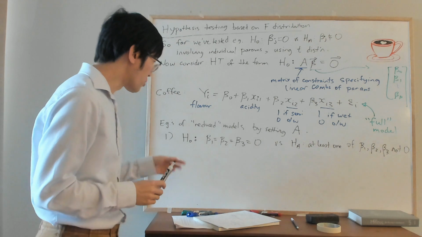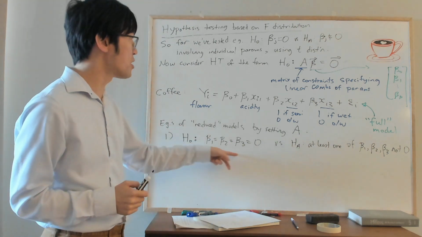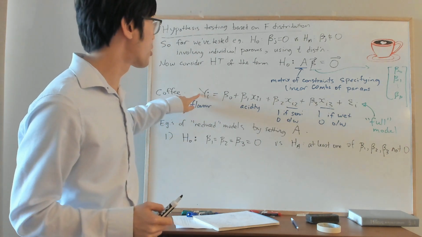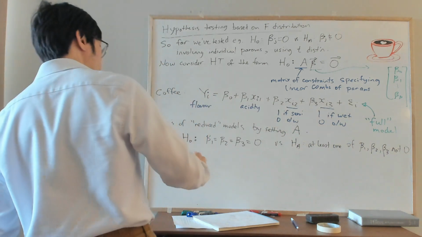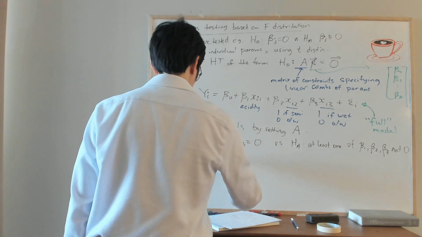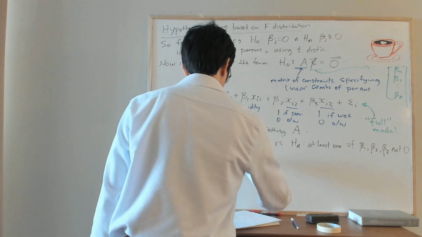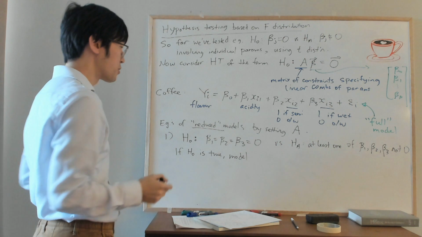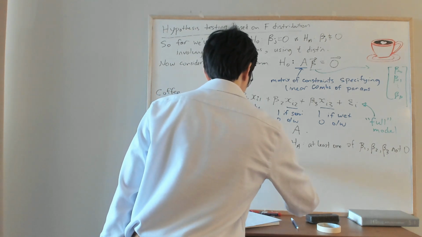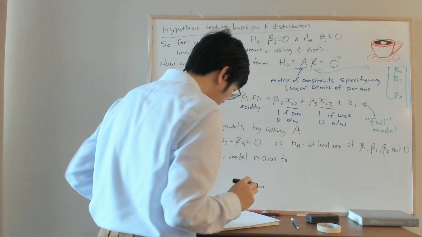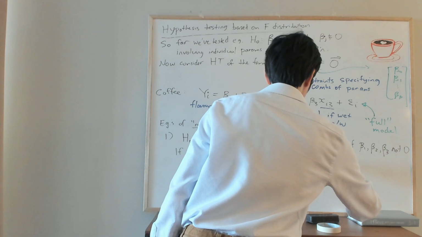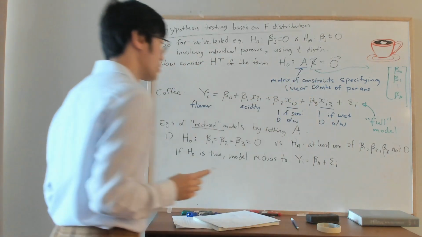Okay, so in words, what is this hypothesis saying? Well, if all the betas are 0, then what does the model reduce to? So, okay, let's look at that. So if the null hypothesis is true, model. So this is why we call it a reduced model, because we're imposing constraints on the betas. So the model reduces to, so what's left? You plug in 0 for these, so yi is beta 0 plus epsilon i.